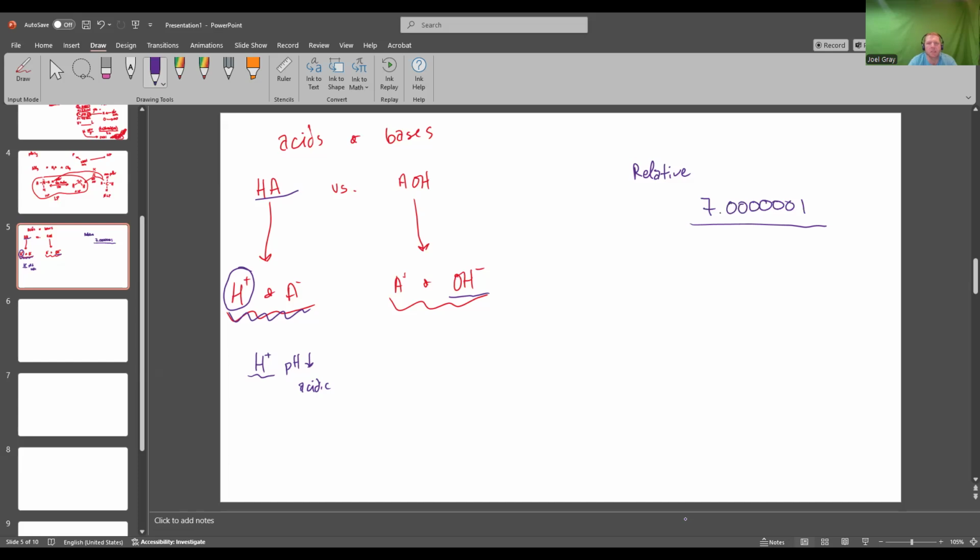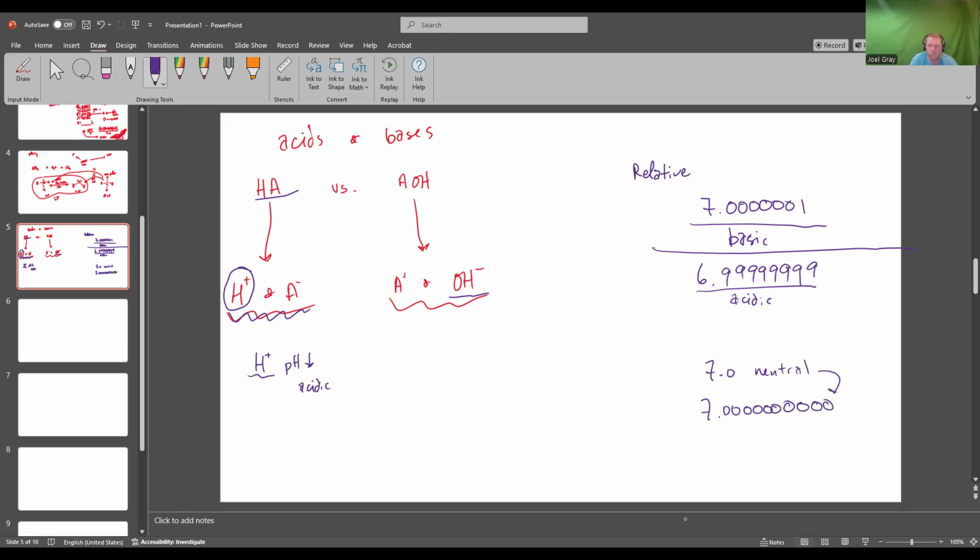7.001, how would you classify that pH? That is basic. 6.99999999999 draws a more definitive line there. That is acidic. 7.0 is neutral. 7.00000 is neutral. So it's important to be able to recall and know those.